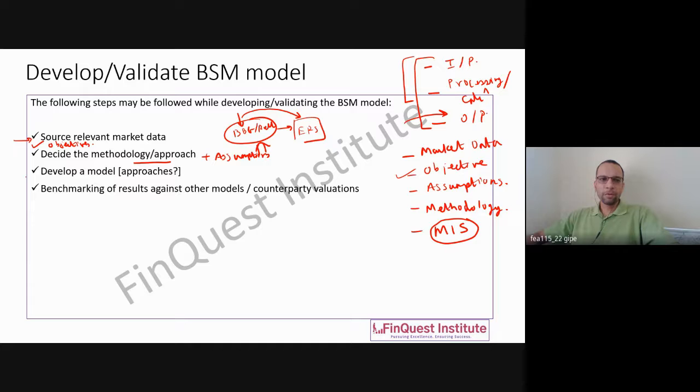Then comes the actual model development. So once you have frozen on the market data, your approach and methodology has been finalized, then comes the actual model building. So this is also what you call as developing a model. So you can either have a model which you can configure in an enterprise risk system, something like Calypso or Murex, or maybe you can customize your model in Python, R, or any other tool. Or third, maybe you can source your model from a certain third party and use it for your consumption. So there are various ways in which your model can be configured and used.